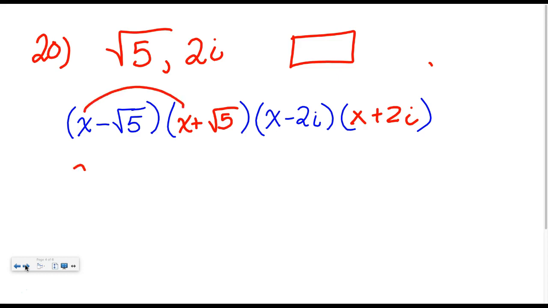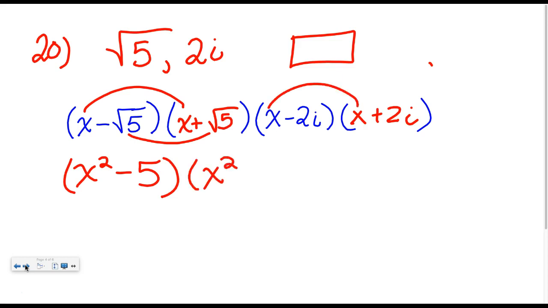Outside and insides always cancel when you have conjugates. So I really just have to do firsts minus lasts. And root 5 is just root 25 or 5. Likewise over here, my firsts are x squared. Outside and inside are going to cancel. It'll be plus 2i minus 2i. That's the reason it gets rid of them.